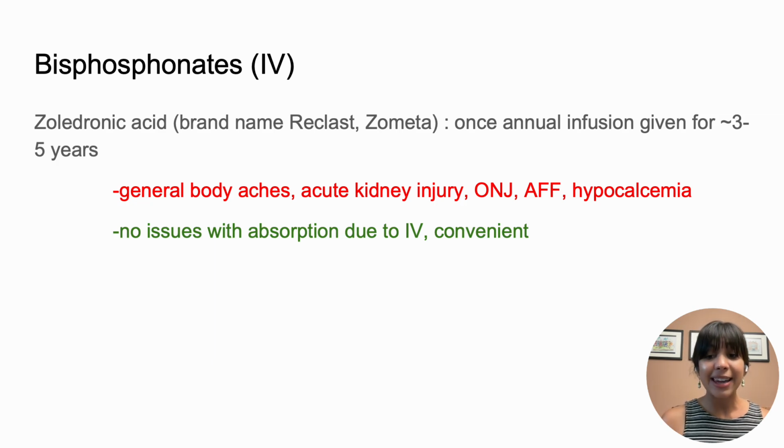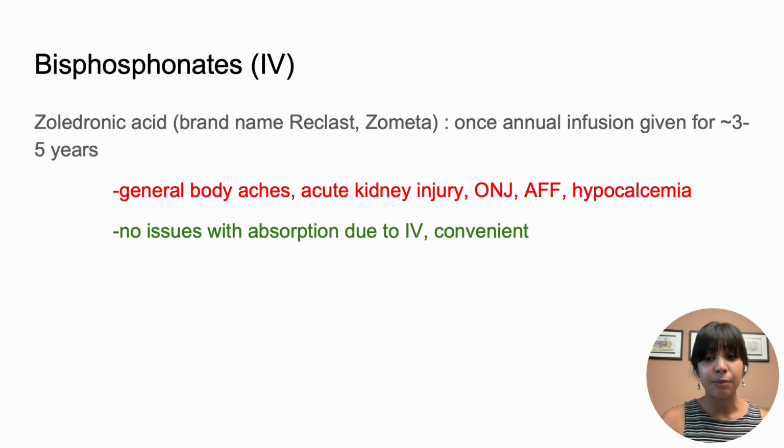Acute kidney injury can happen more so with Reclast and Zometa than the oral bisphosphonates. This is something to make your patients aware of. And for all of these bisphosphonates, there is an eGFR or creatinine clearance threshold of around 35. So you have to be pretty careful with patients who have CKD to avoid using them, depending on what their creatinine clearance is. So be aware of that.